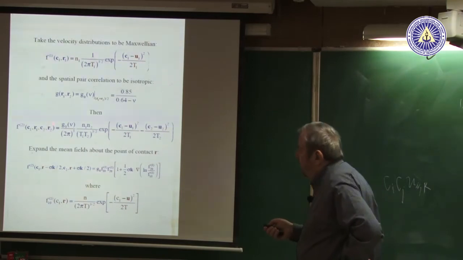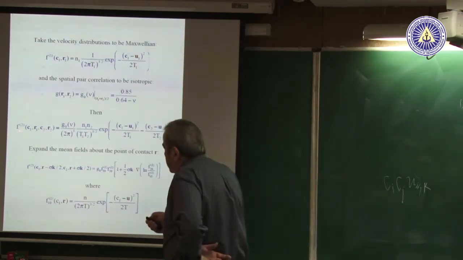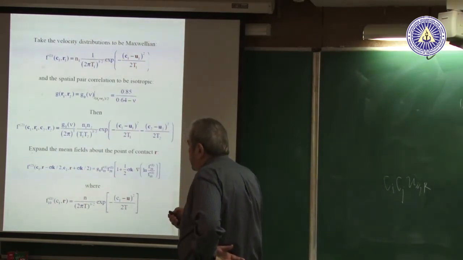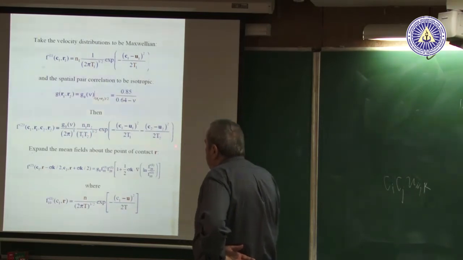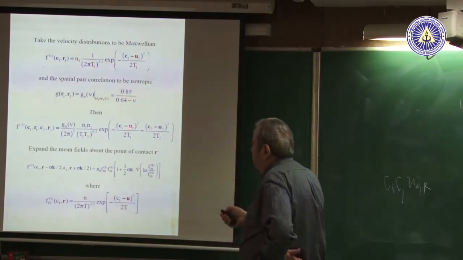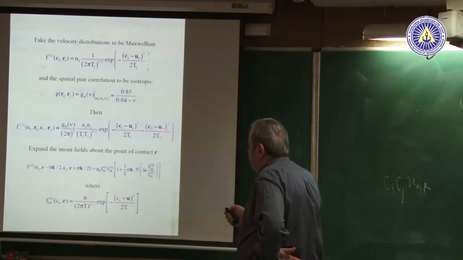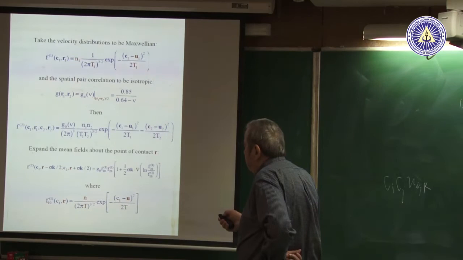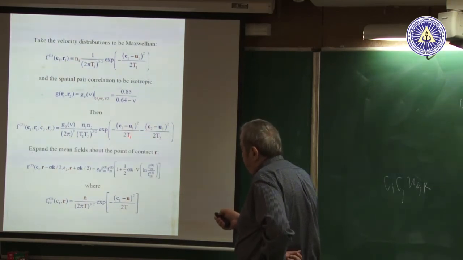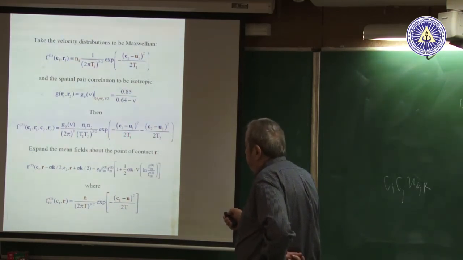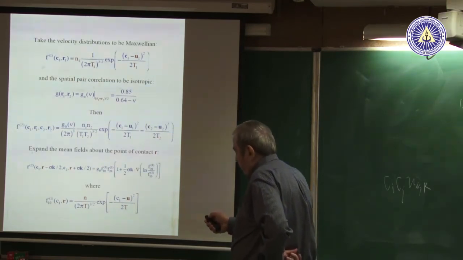Okay, so with this assumption, the complete pair distribution function is given in terms of the mean velocity of the center of particle 1, the mean velocity of the center of particle 2, the granular temperature at the center of particle 1, the granular temperature at the center of particle 2, and the number densities at those centers.